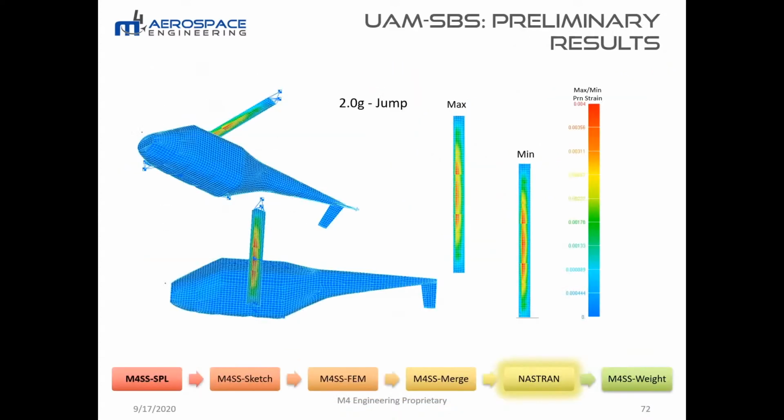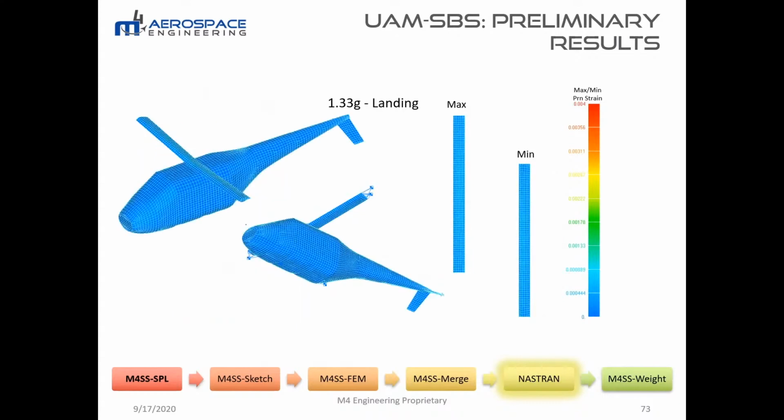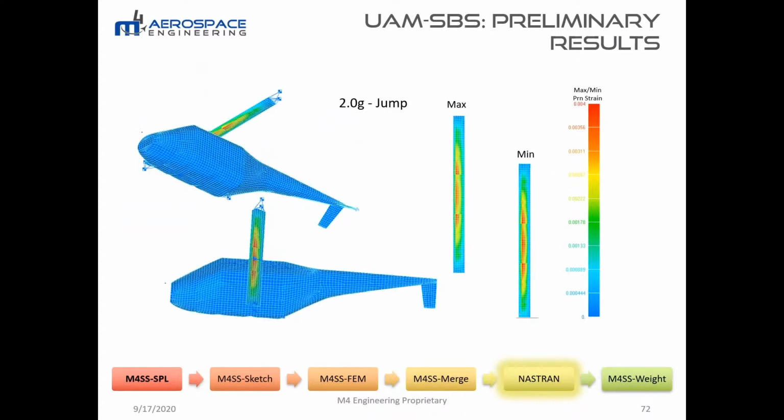All right, so let's go into some Nastran results here. So this is for our sized structure. And we're looking here at fringes of max and min principal strain, which is our criteria for a composite layup material. And we can see this 2G jump, which is where we're putting load through the rotor hubs vertically.